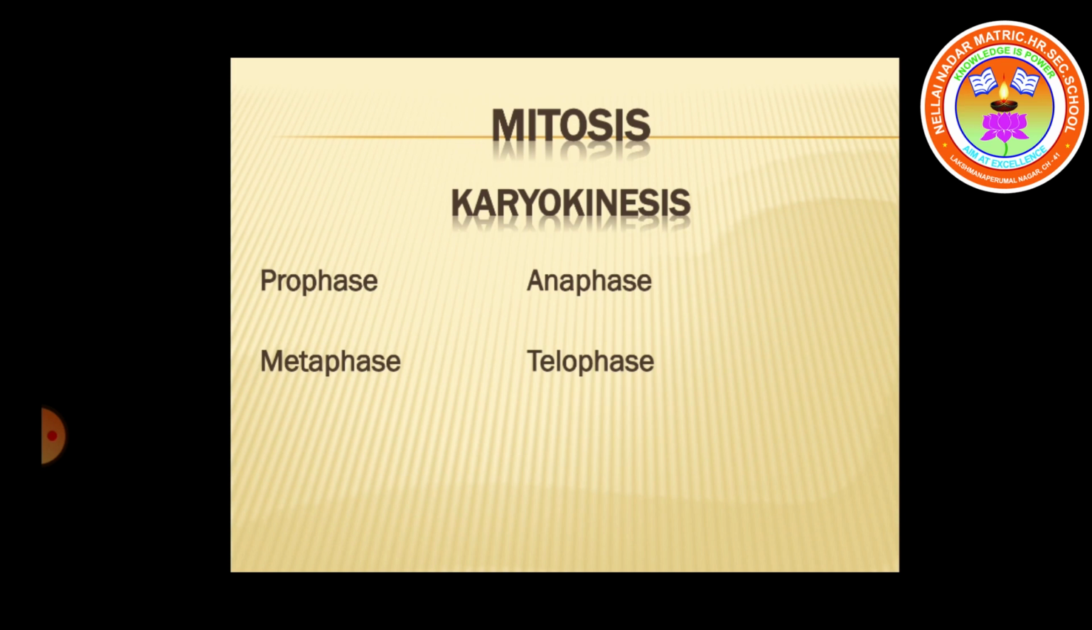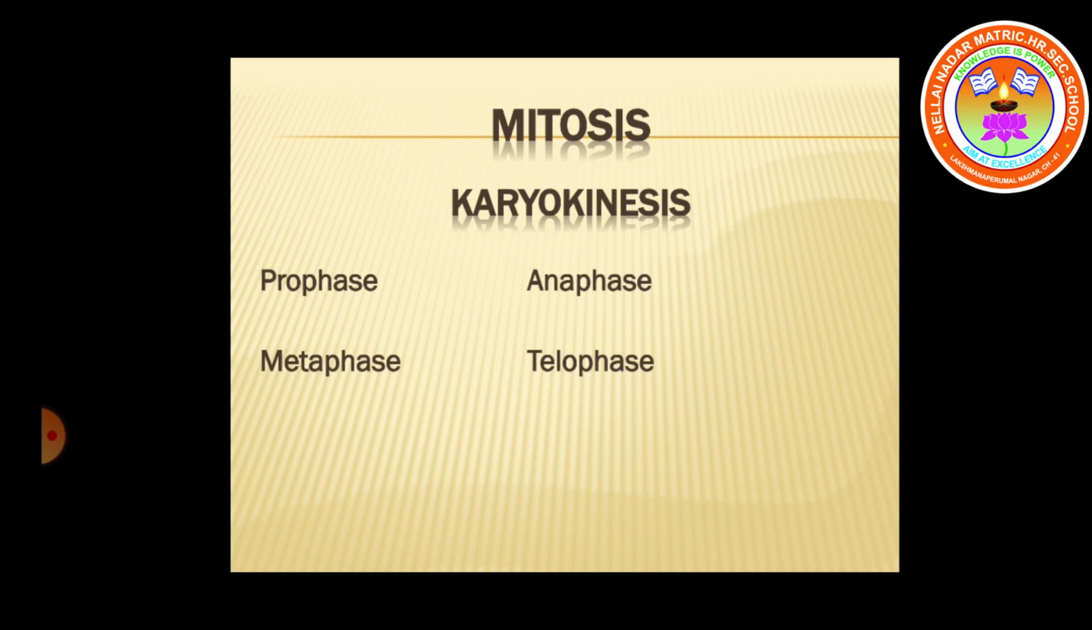Here mitosis consists of two important events. They are karyokinesis and cytokinesis. The first event is karyokinesis, which is followed by cytokinesis.